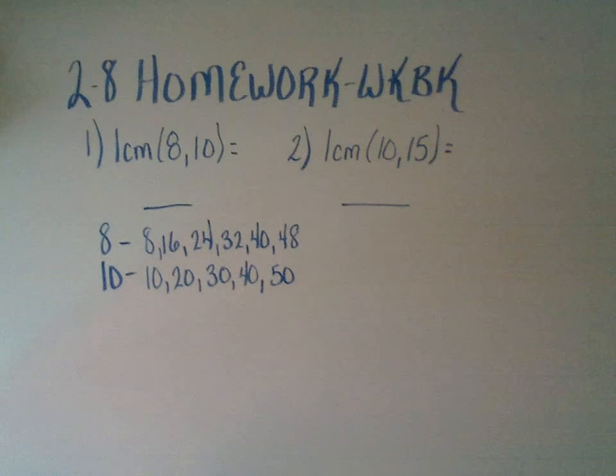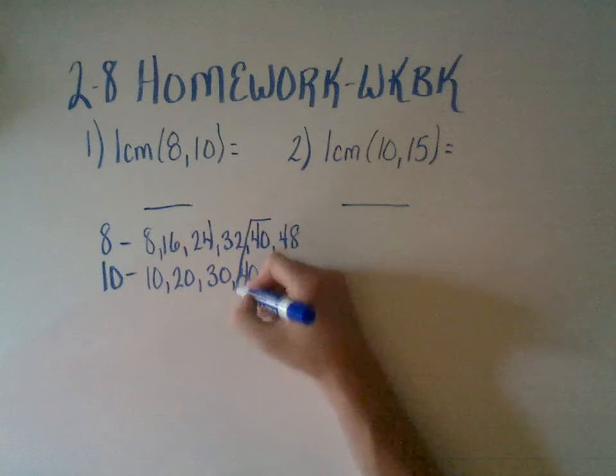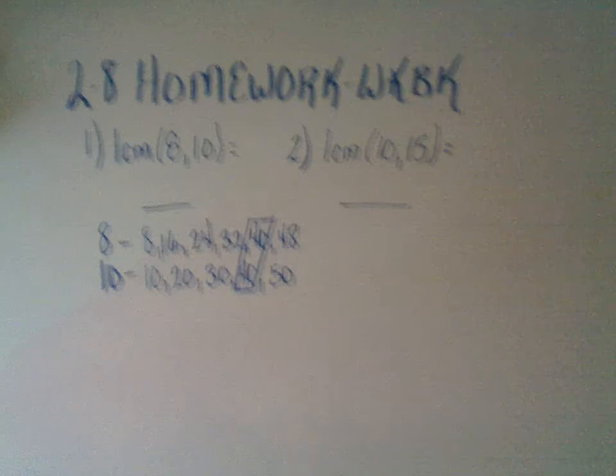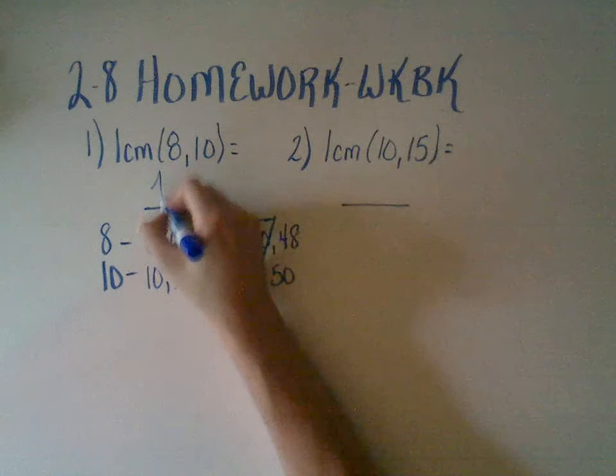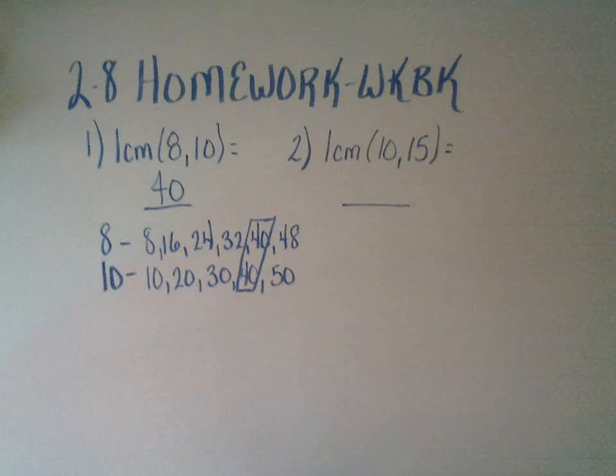And in this case, there's a reason it's called least common multiples. We're looking for the smallest number that's on both lists. And as you can see here, 40 is on both of the lists. So the least common multiple of 8 and 10 is going to be 40.